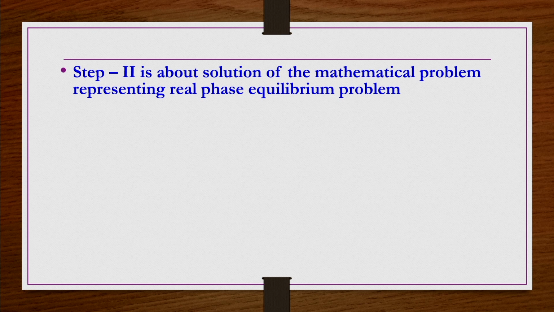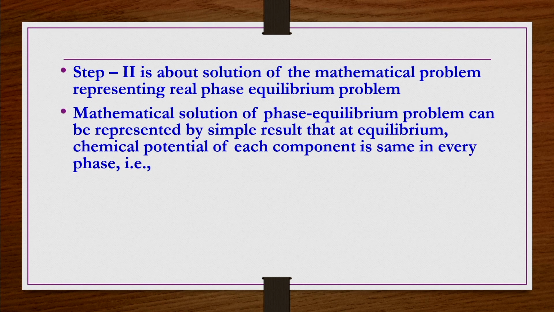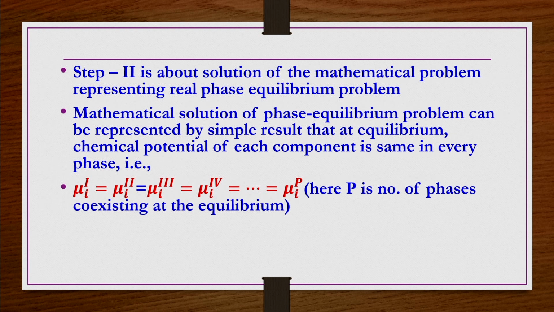So, step 2 is about the solution of the mathematical problem representing the real phase equilibrium problem. The mathematical solution of the phase equilibrium problem can be represented by a simple result at equilibrium, that is, the chemical potential of each component is the same in every phase. That is, if there are p number of phases, mu i 1 is equal to mu i 2 is equal to mu i 3 is equal to mu i 4 and so on, up to mu i p, if there are p number of phases coexisting and there is equilibrium amongst all those p phases. So, this is the solution.